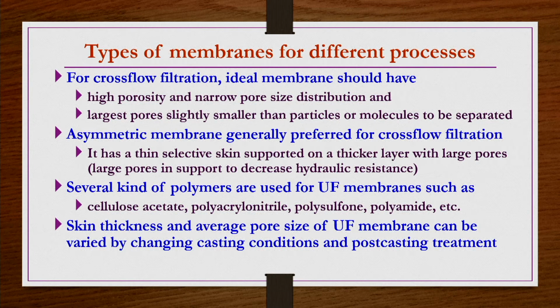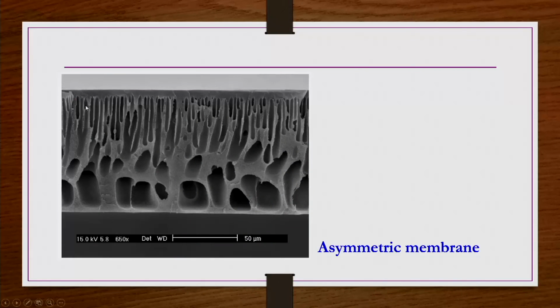By playing around with the conditions, one can get a kind of engineering solution to properly control the pore size. Now we see an example or a picture of an asymmetric membrane, to understand what an asymmetric membrane is in general. Asymmetric membranes in general are supported on a kind of porous support.